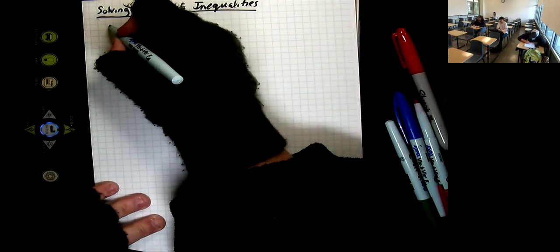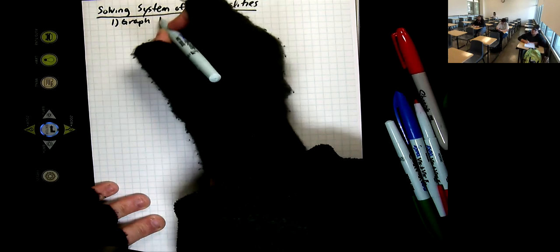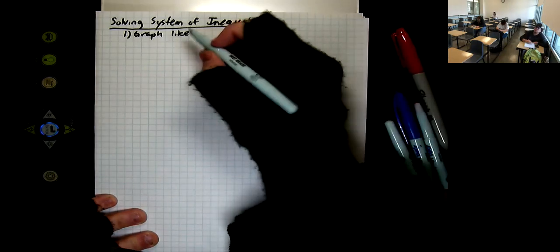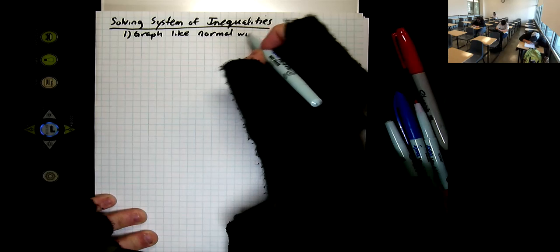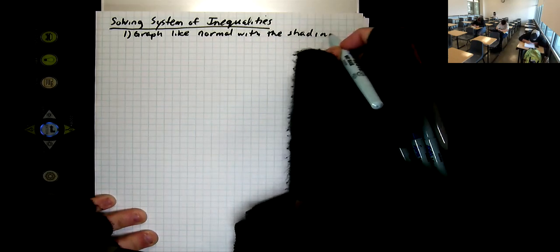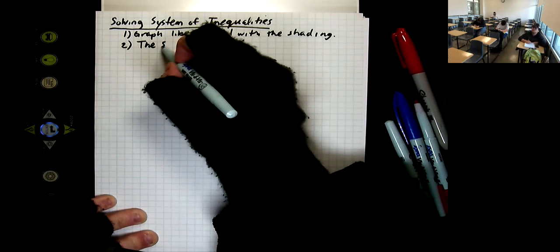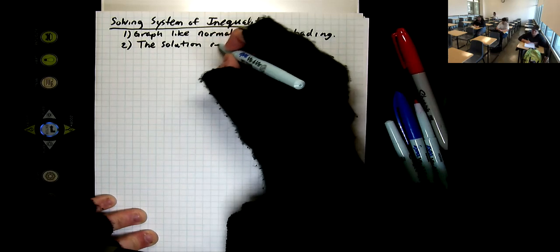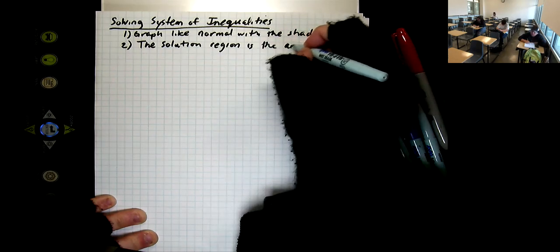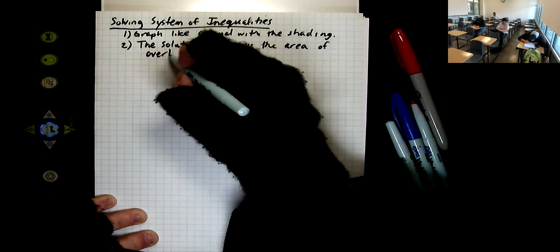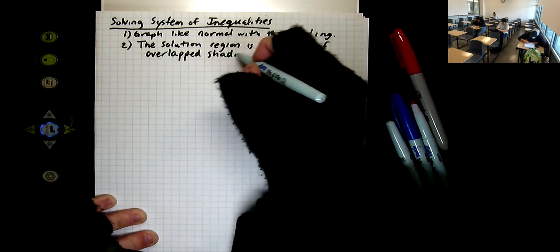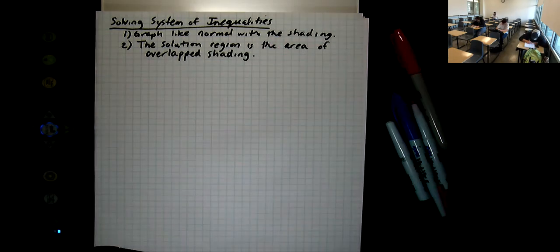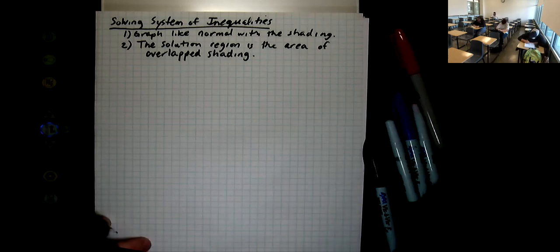So here we're going to graph inequalities like normal with the shading. And the solution region is the area of overlapped shading. I can't think of a problem where you might have this in a trade thing, but they might have it somewhere. So you need to see it, but I'm not testing you on it. If you have it in the future, your skill set, you'll have seen it. It's not the most intuitive thing for students.